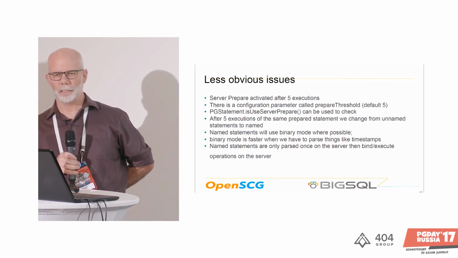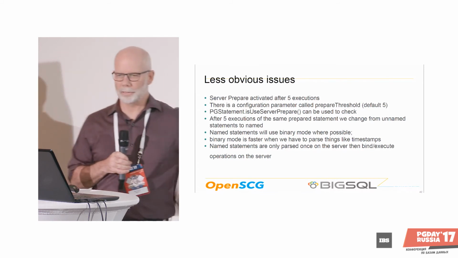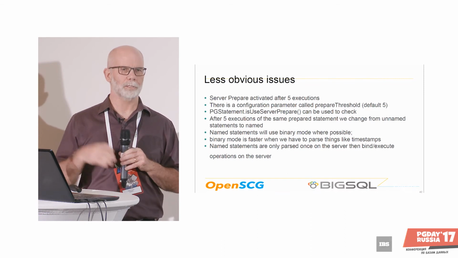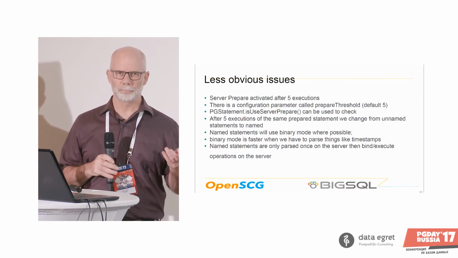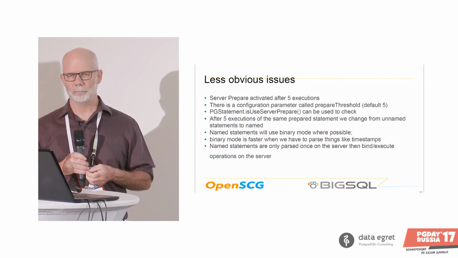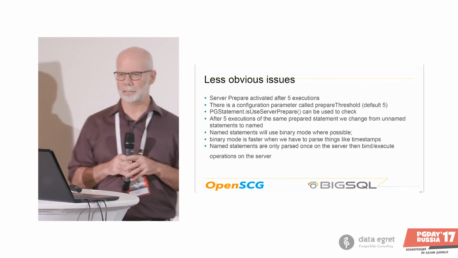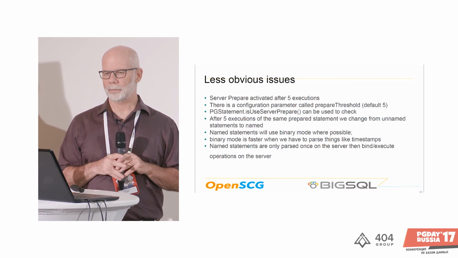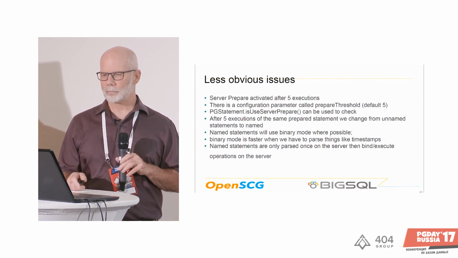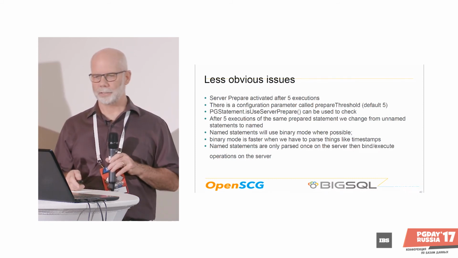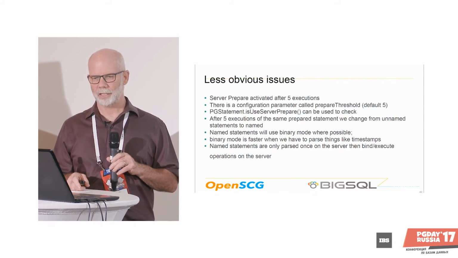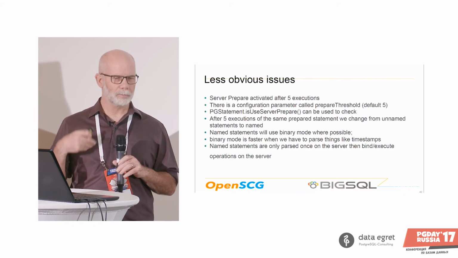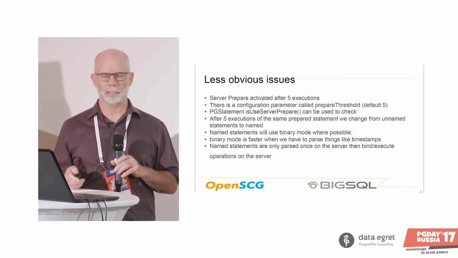So as I said earlier, I'm just going to go over these again. Server prepared is activated after 5 executions. You can change this number. It's pretty well tested that 5 is a decent number. You can use prepare threshold to change the number. And after 5 executions, we'll change from unnamed to named statements. Change to binary mode. It does get quicker. So if you are repeating your statements over and over again, you will get some benefit out of this.